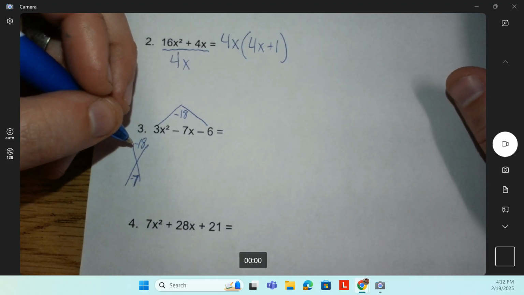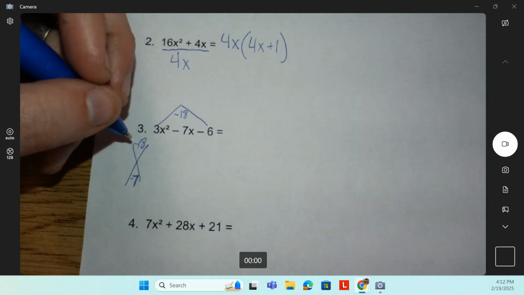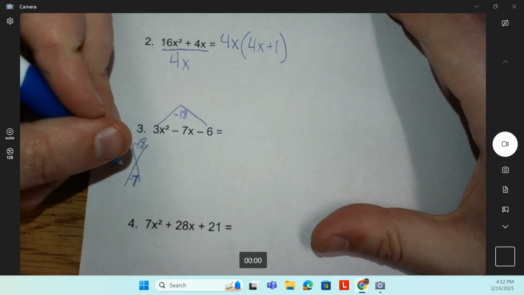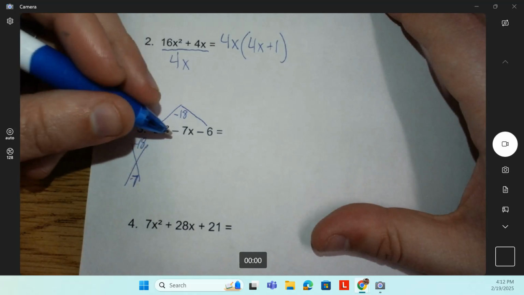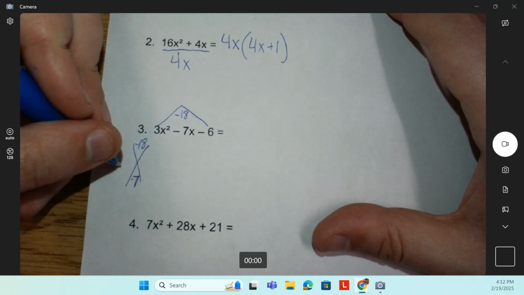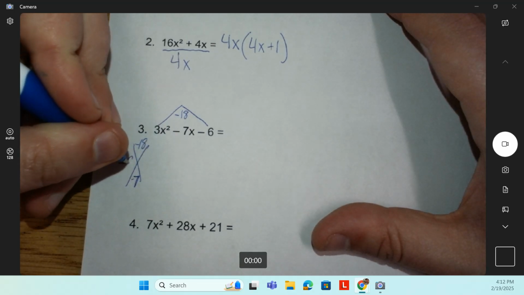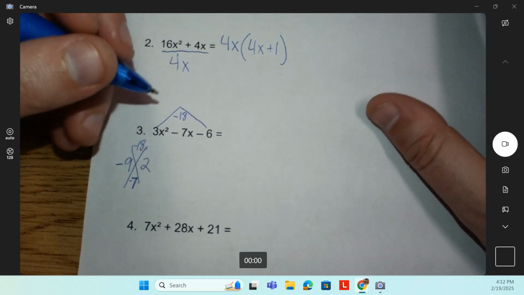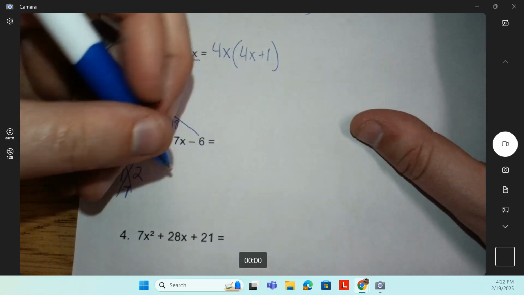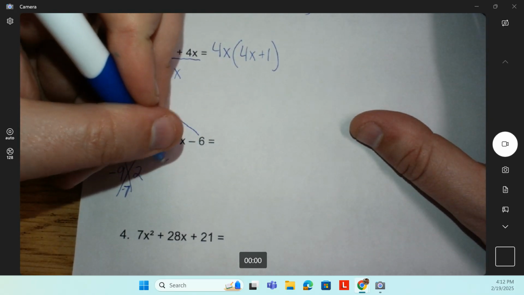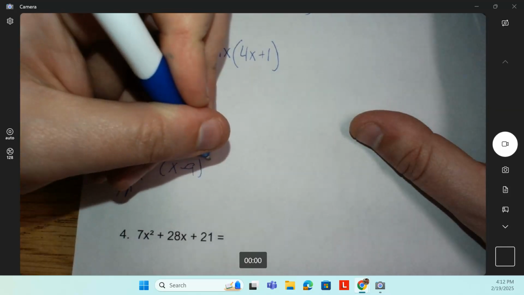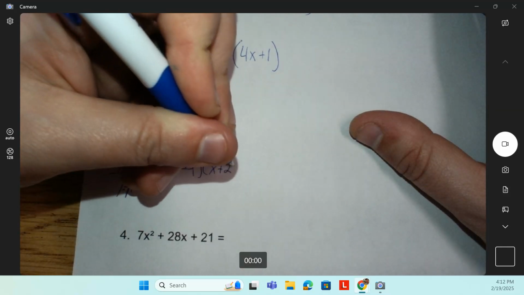6 and 3 doesn't work. So if I do 2 and 9, I believe that's going to work for me. So remember the B value is a negative 7, so a bigger number is going to be negative, and the smaller number will be positive. And so my two terms for that start out as x minus 9, x plus 2.